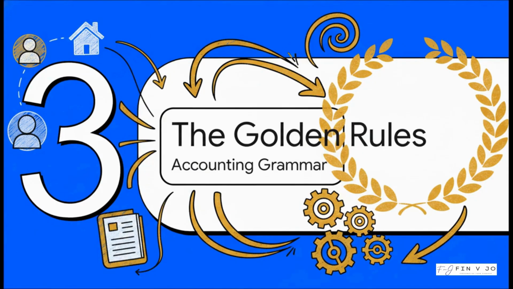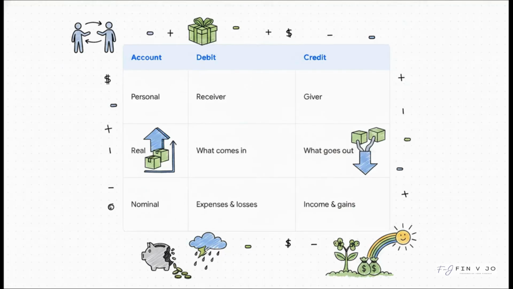Okay, Section 3, the golden rules, the grammar of accounting. So we have our nouns: personal, real, and nominal. Now we need the rules to connect them, right? These are the holy grail of traditional accounting. Every account type we just learned has a specific rule for when it gets debited and credited. For personal accounts, you debit the receiver and credit the giver. For real accounts, those are your assets, you debit what comes into the business and credit what goes out. And for nominal accounts, you debit all your expenses and losses and you credit all your income and gains.